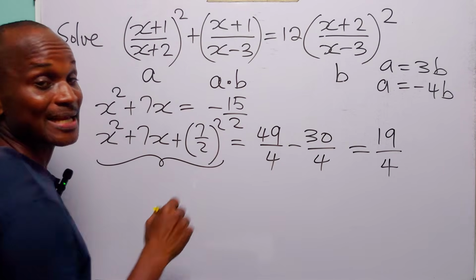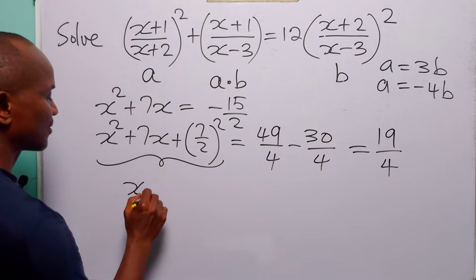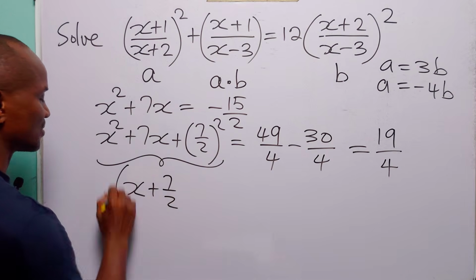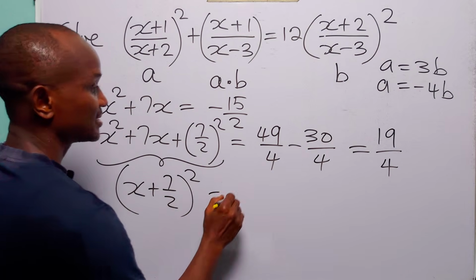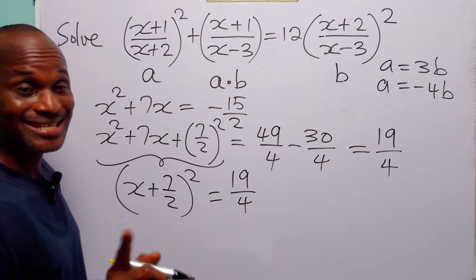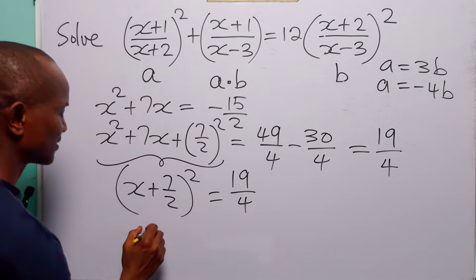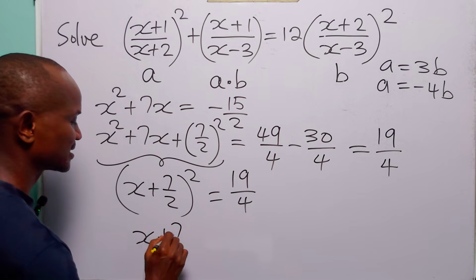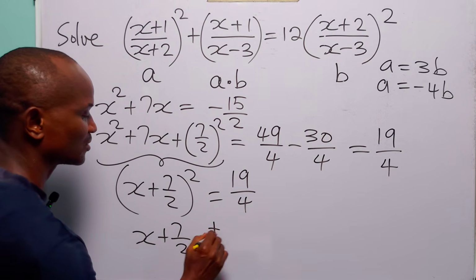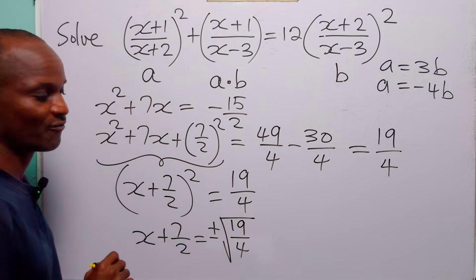Now, this is a perfect square. So we take 1x, and we take 7 over 2, and we square. And this is equal to 19 over 4. Of course, the last step is to take the square root of both sides of the equation. When we do that, we have that x plus 7 over 2 is equal to plus or minus the square root of 19 over 4.